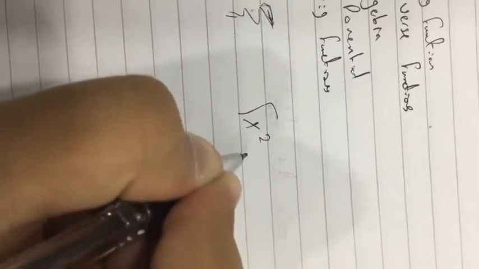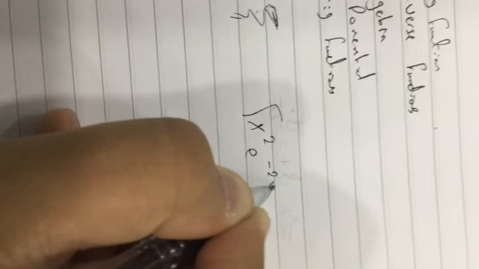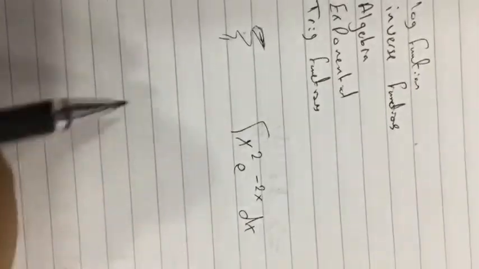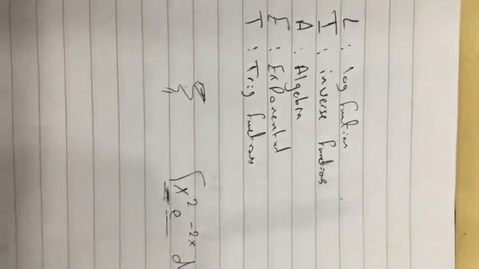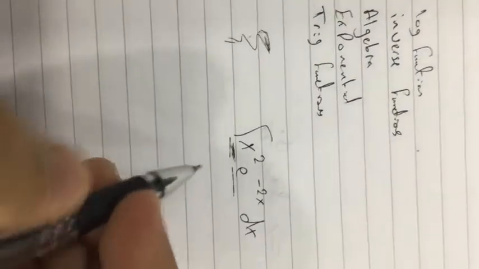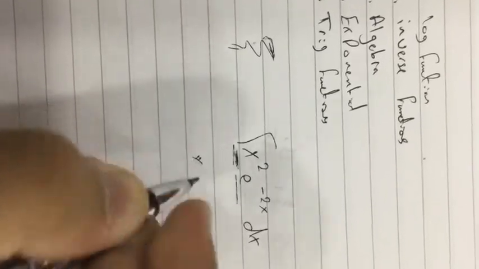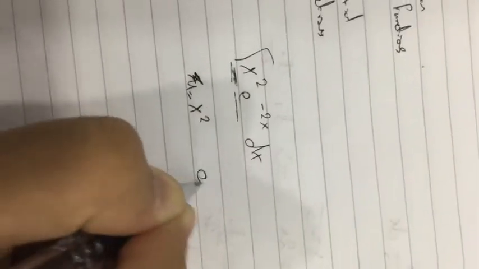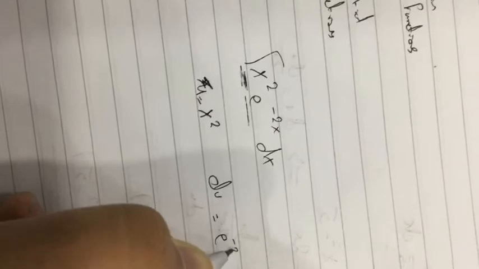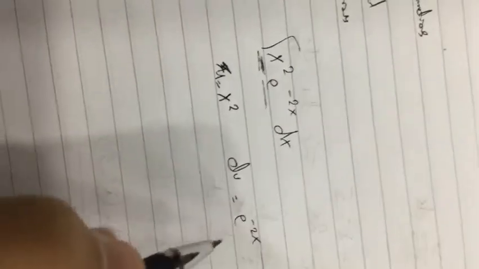We have an example here. Integration of x squared e to the 2x dx. Okay, here we can see that this is an algebra and this is an exponential. Here the algebra comes before the exponential, so x squared, it is u. Okay, and the dv is the exponential e to the 2x.